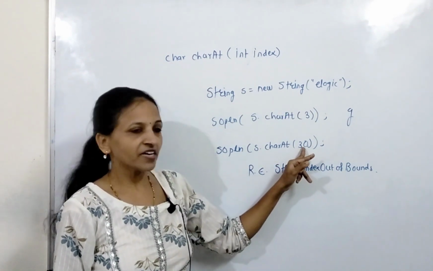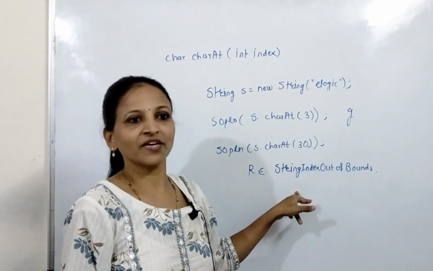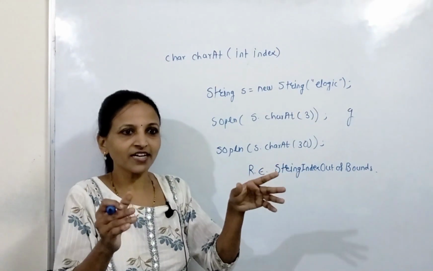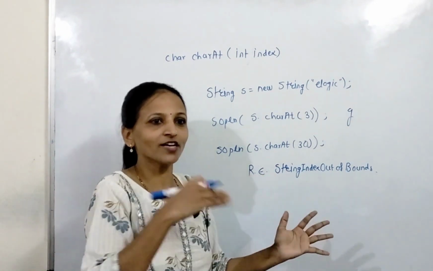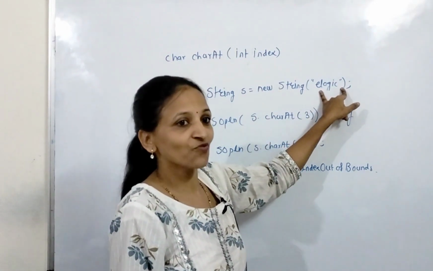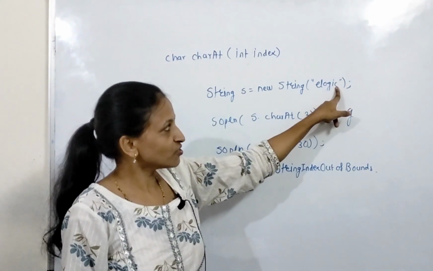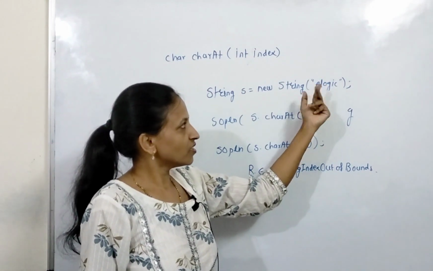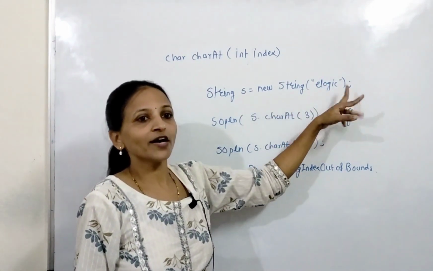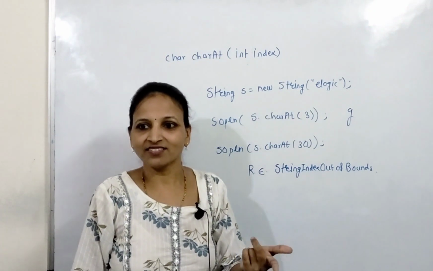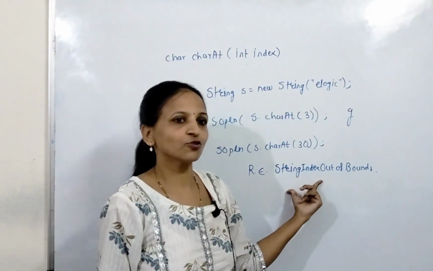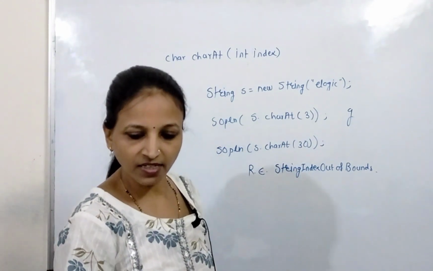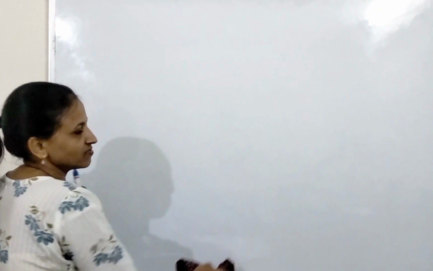If you write -1 here, then also you will get the same error. Okay, -1 is again out of bounds, meaning less than 0 or greater than length -1. Length -1 is nothing but the index of the last character in that string. That's why if you pass a value less than 0 or greater than length -1, you will get this type of error in the case of strings while using the charAt method. Getting?